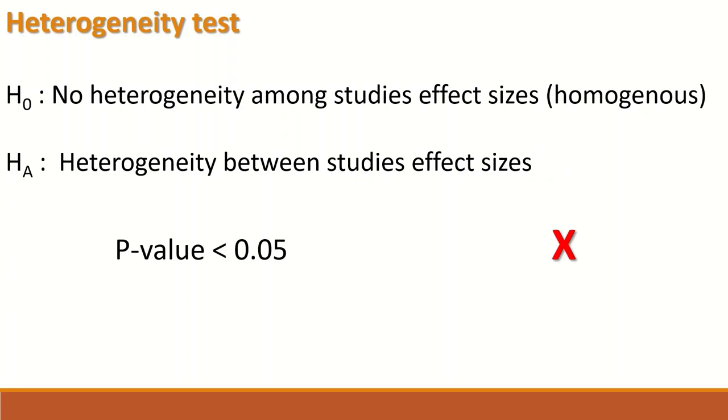So if the p-value is less than 0.05, then there is heterogeneity between the studies' results. If the p-value is greater than 0.05, then that might indicate there is less heterogeneity and the data are more homogeneous. But that needs to be also backed up by the I squared value or tau squared value.